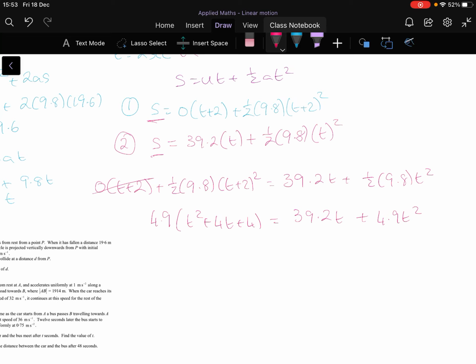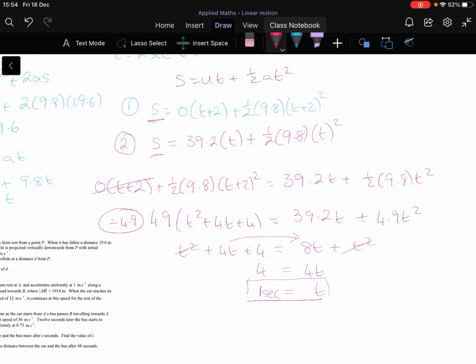So I'm going to divide all these different parts by 4.9. So I'll be left with t squared plus 4t plus 4 is equal to 8t plus t squared. The t squares on both sides will cancel. I'm going to bring the 4t over here so that I get 8t take away 4t, which is 4t, is equal to 4. So the t value is equal to 1. So that means that when the second particle was projected, it took 1 second before the two particles ended up colliding.